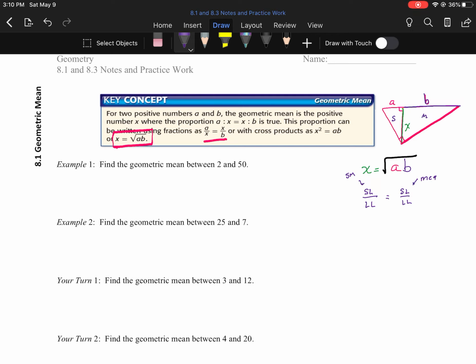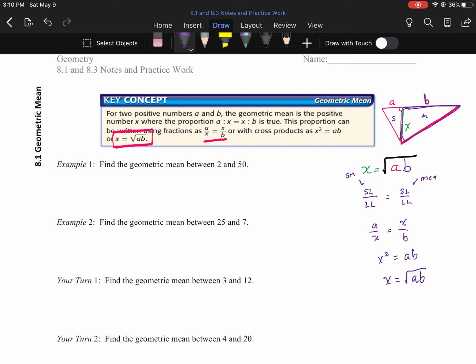So the small triangle, the short leg is A, the long leg is X, and that is equal to the short leg now of this triangle is X over the long leg is B. And then if we were to go through and solve that, we get X squared is equal to A times B, so X is equal to the square root of AB. So that's just to give you an understanding of why it is what it is and why do we multiply them.